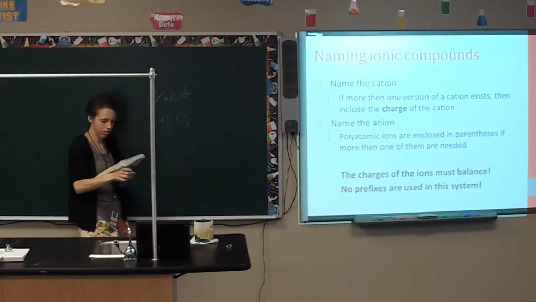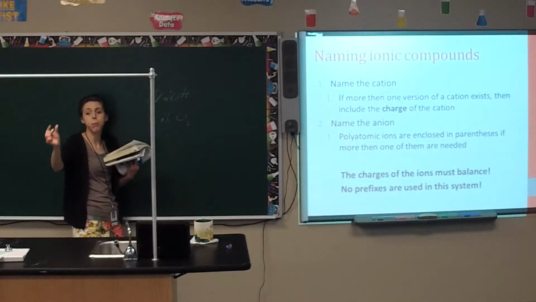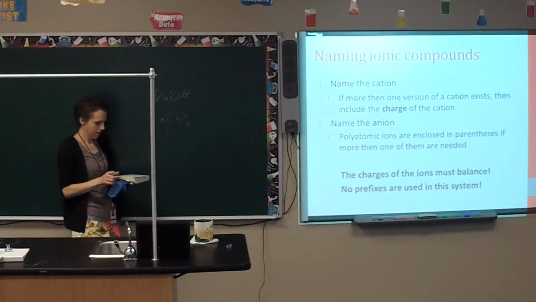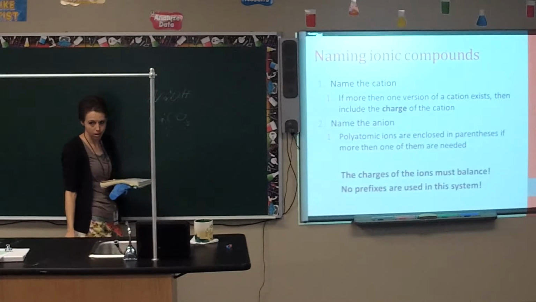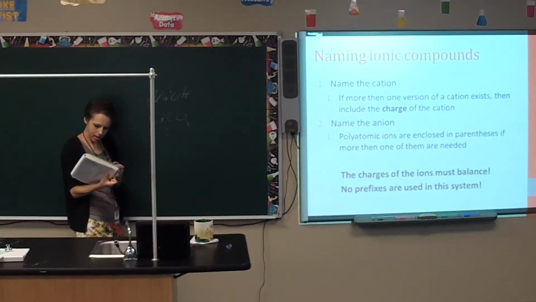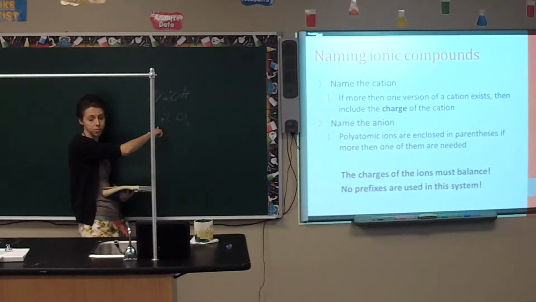Okay, thank you. Nope, you're thinking of the prefixes for how to name a binary molecular compound. You have to look at the chart to see what we call this ion. If you look at that second box, it's carbonate. Yep. Now, can there be more than one version of calcium? Ethan, back to you.